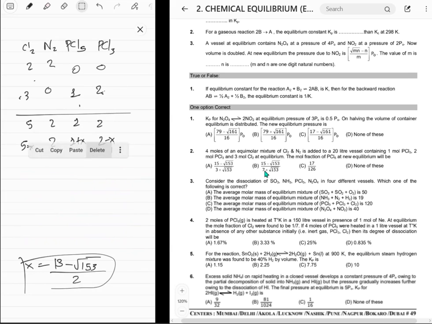And what do you want to find? You want to find the mole fraction of what? Of PCl5. Look, that is 9, right? No, not 9 actually. So 5 plus 2 plus 1 plus 2, that is 10. Okay, and then minus x plus x minus x, that's just minus x. Right, so 1 plus that, and then 10 minus that. So 15 minus square root of 153.